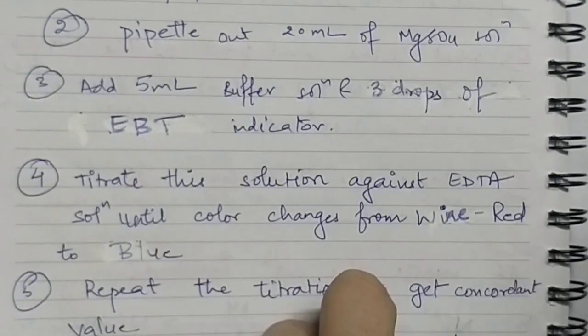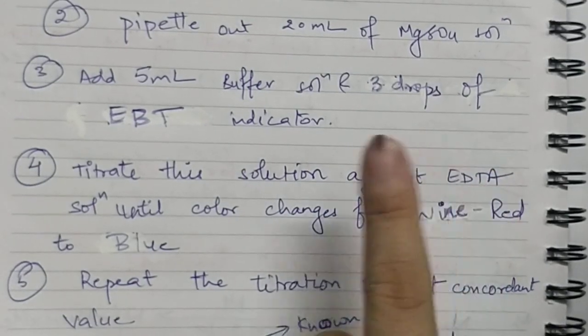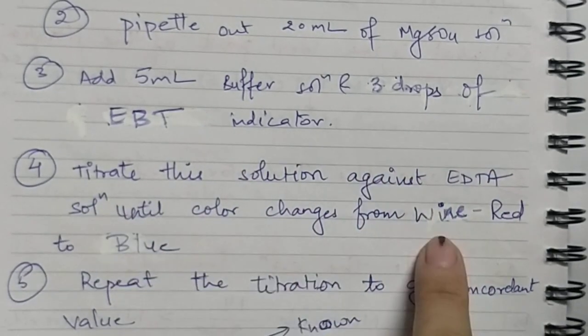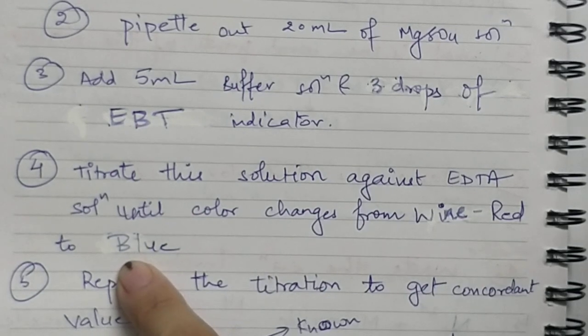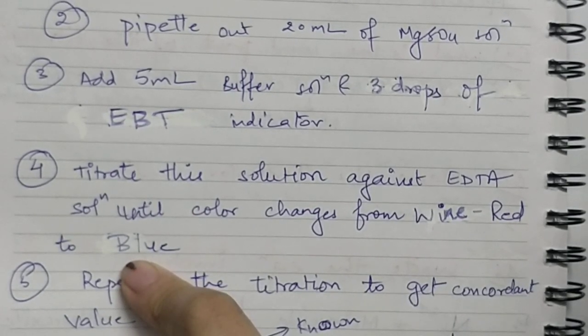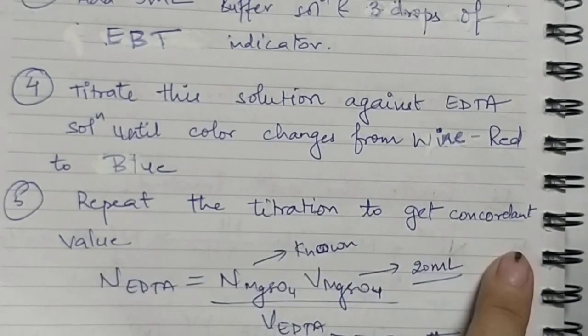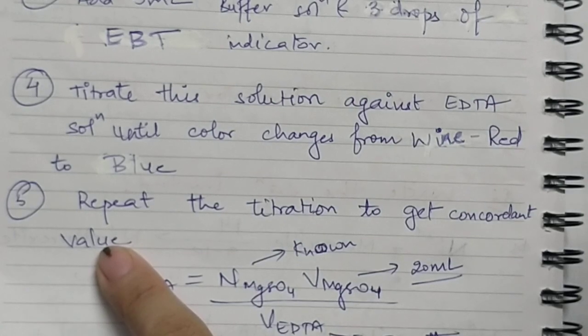The solution color is wine red. This wine red solution is now titrated against EDTA solution until the wine red color changes to blue, that is free EBT. That equation you can go and visit in lecture 1, hardness experiment. Repeat the titration till you get 3 concordant readings, you know that.